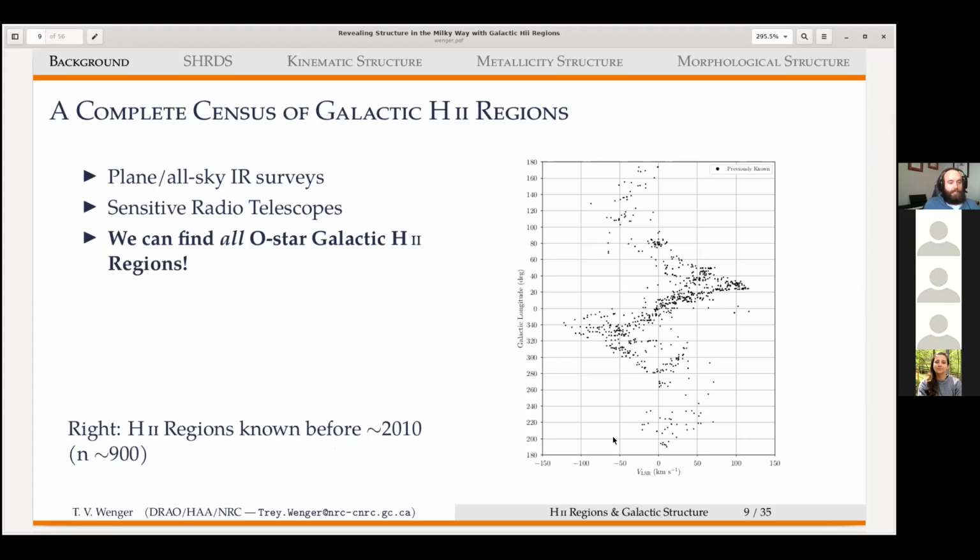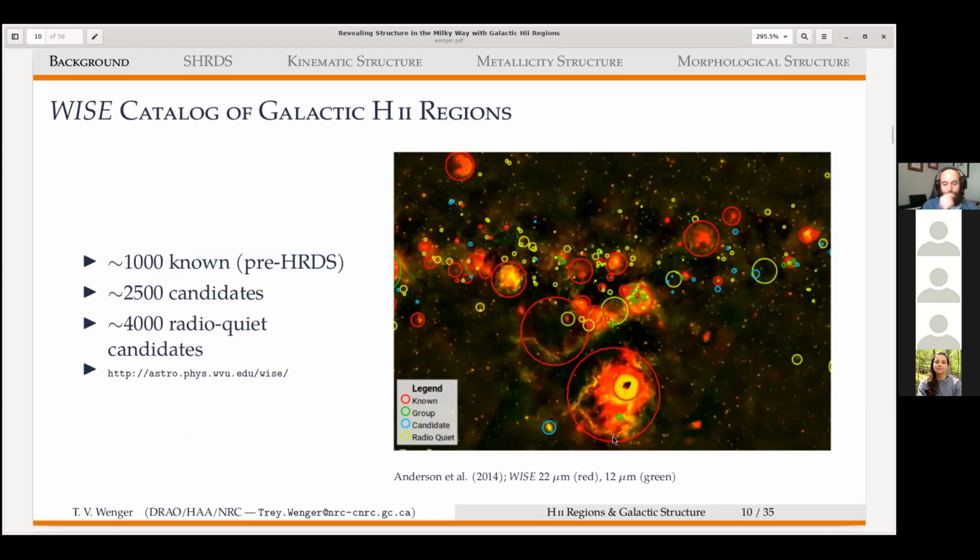And the second was that we had some amazingly sensitive radio telescopes like the GBT that we could use to go out and detect the radio recombination line emission from all of these candidates to prove that they are in fact bona fide HII regions. And just based off some back of the envelope sensitivity calculations, it was clear to us in about 2010 that we should be able to find all HII regions in the Milky Way that were ionized by at least a single O star. And that was what motivated a lot of this work.